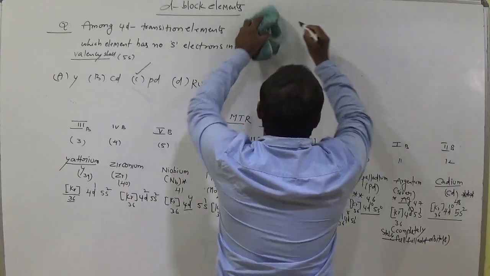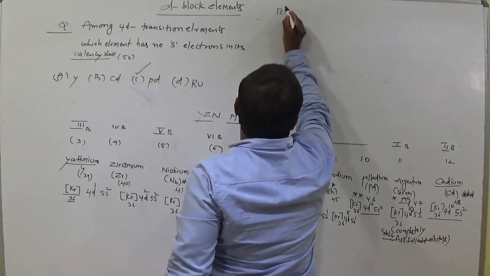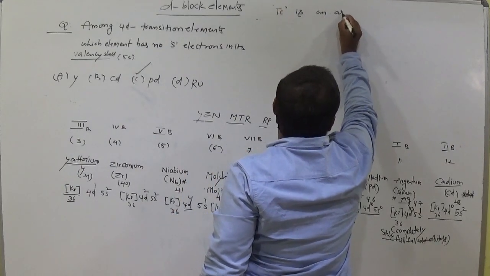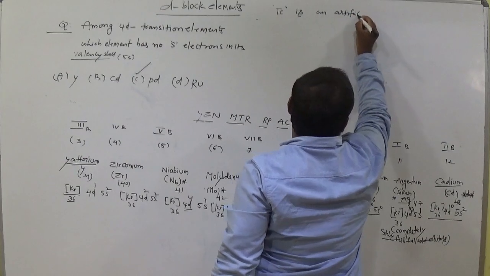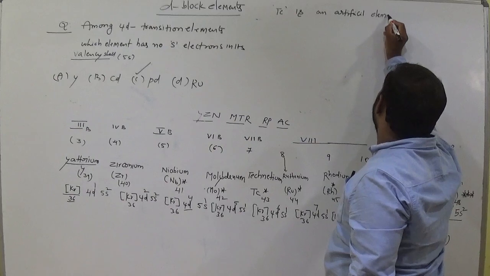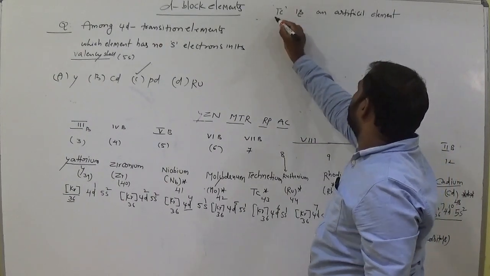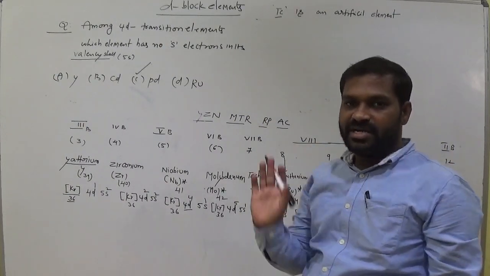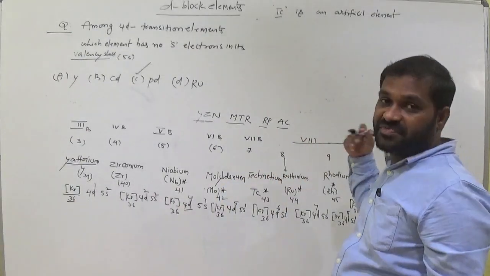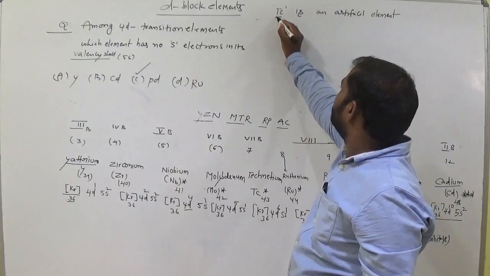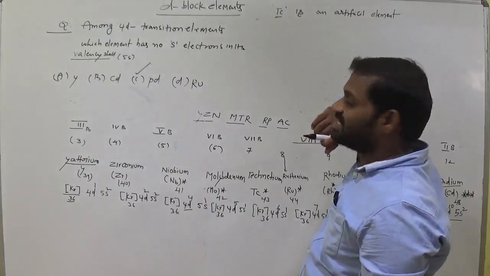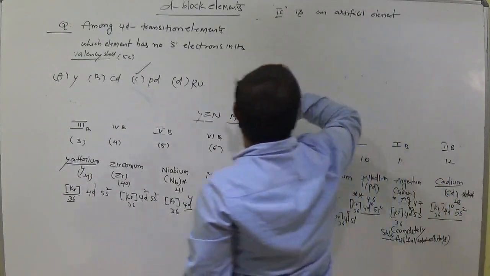Not a question here. Technetium is an artificial element. That means it is made in the laboratory. Artificially we prepared this. So technetium is an artificial element. That means we prepared it in the laboratory, in a synthetic method. Remember this. Technetium is an artificial element.